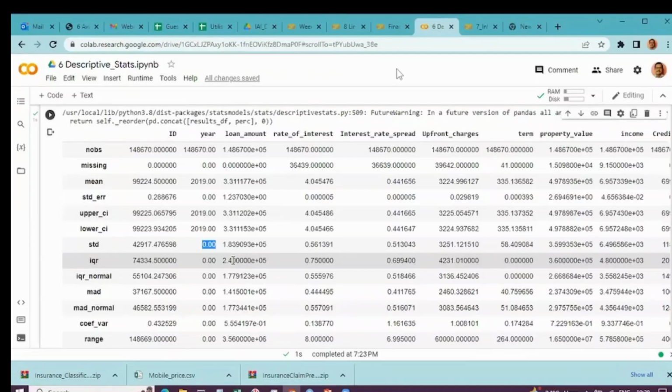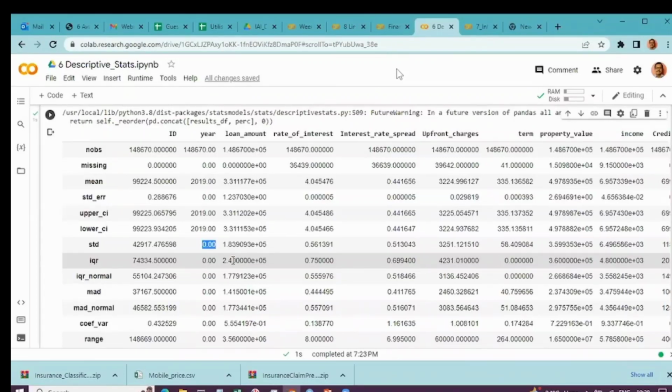And the moment I see that all the 1,48,670 data points are 2019 only, then obviously that particular column will not add any value to our analysis. That is one thing that we have to remember.